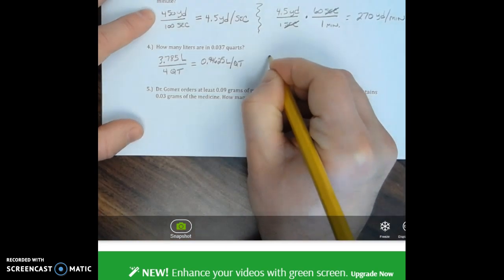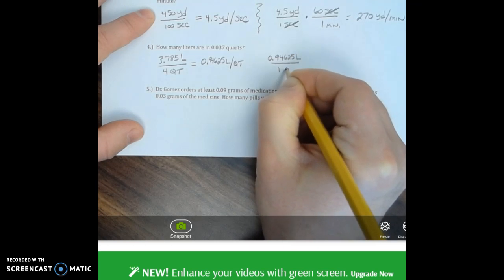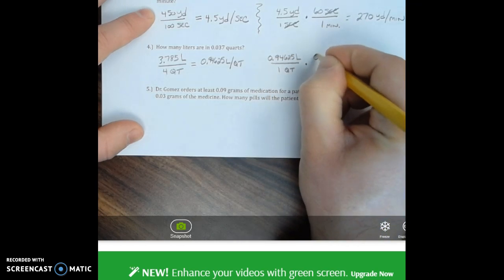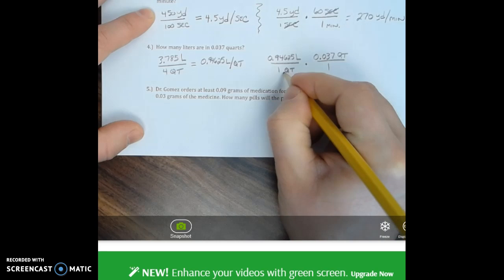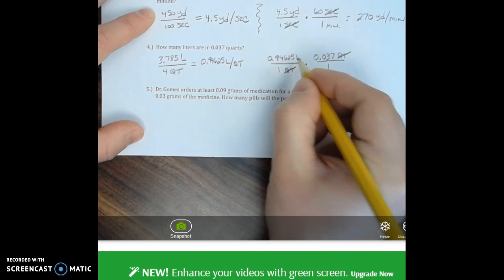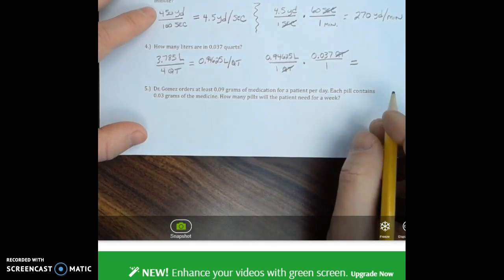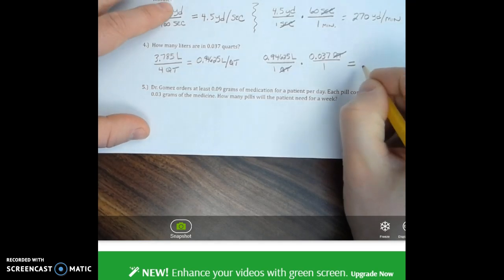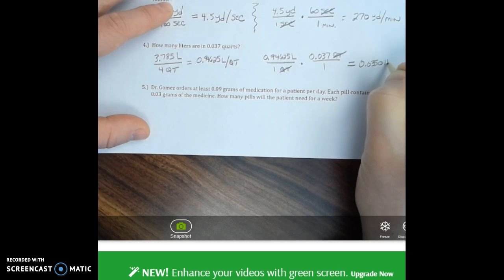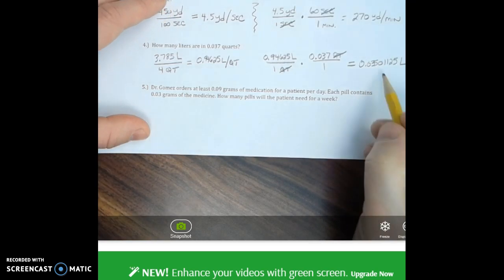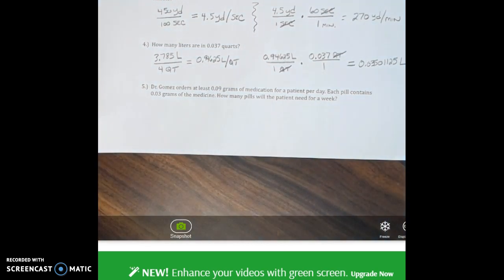Now I'm going to take that value, 0.94625 liters per quart, and multiply that by the 37 thousandths quarts. I'll put that over 1. Quarts simplify with quarts, so we're left with the liters. If you multiply this decimal by this decimal, we get a really long decimal. We get 0.035011125 liters. So that's how many liters there are in 37 thousandths quarts.